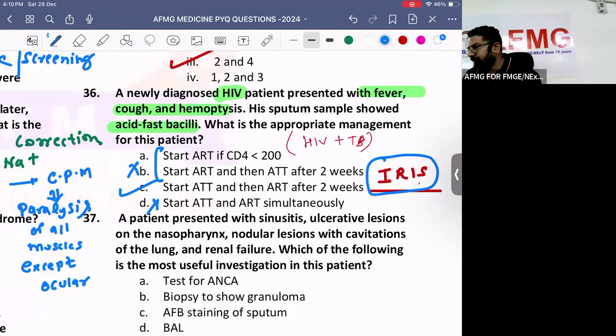37 is an easy question, an interesting question. Try to answer. Tell me, what will it be?